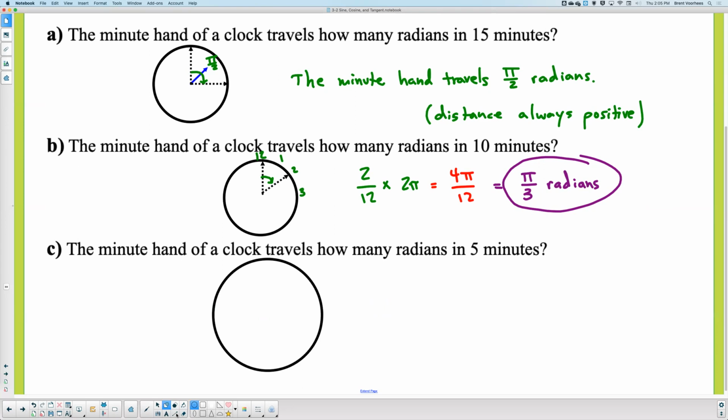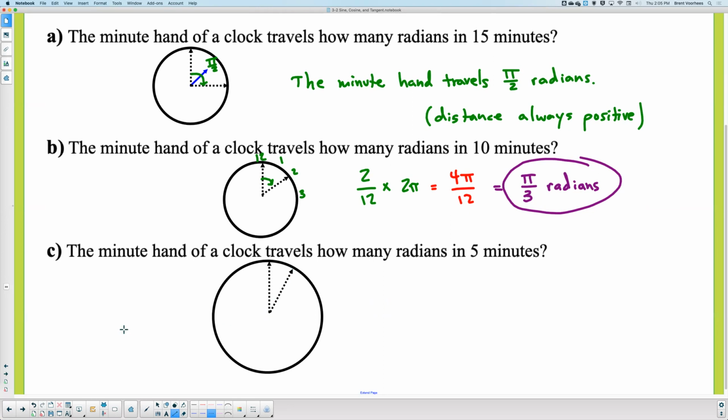So we're looking at the distance traveled if we started at the 12, and now you're pointing at the 1. From the 12 to the 1, what is that distance traveled? That's the question for us to solve here. How could we do that?